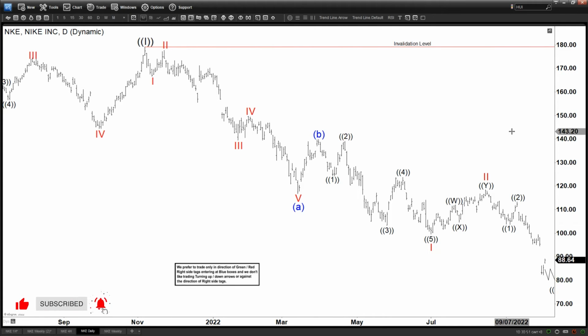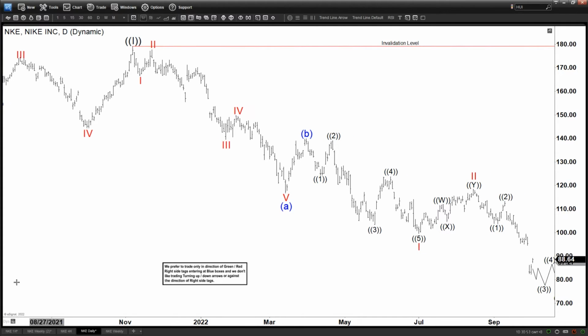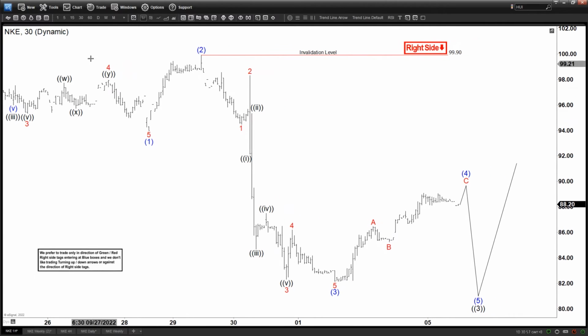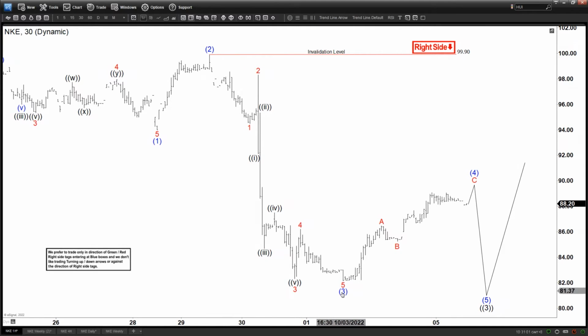And for today we're going to be looking at the chart of the Nike here. This is a short-term 30 minutes chart. And we can see the Nike is rallying today, and we're still looking for the downside overall against this September 29 high in the first degree, now against 99.9.